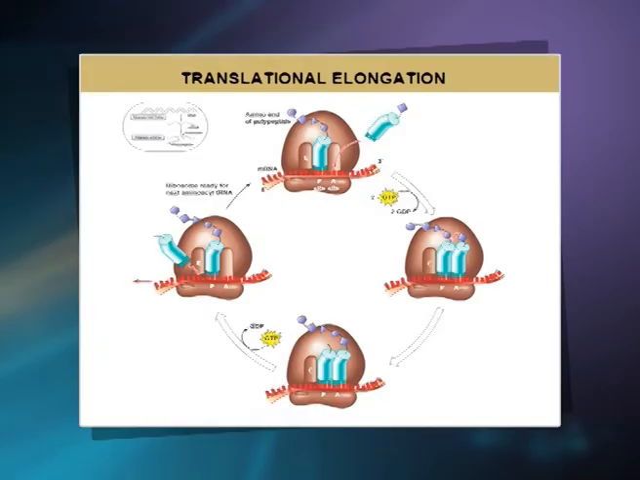A peptide bond is formed between the first and second amino acids in the P site and A site respectively. The formation of the peptide bond is catalyzed by the enzyme peptidyl transferase present in the ribosome. The energy required for this process is provided by the hydrolysis of GTP. Now, the first tRNA in the P site leaves the ribosome as it is detached from the amino acid.